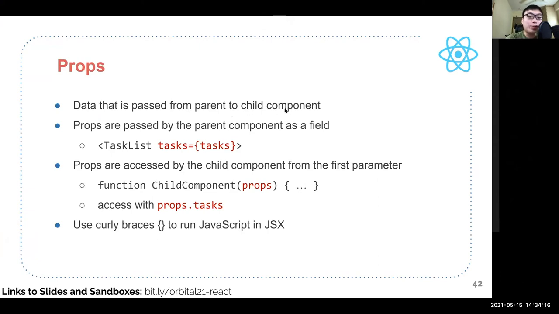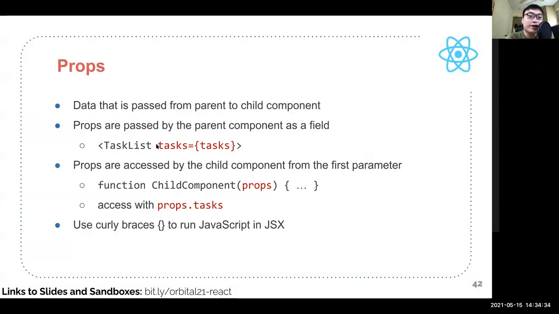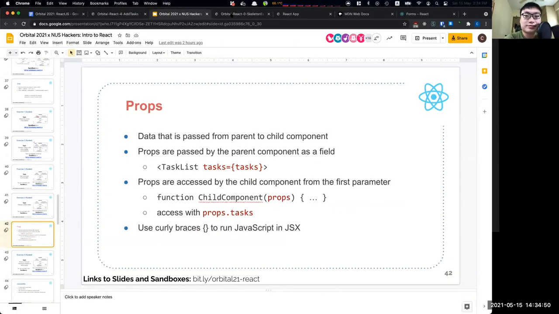Basically, we are trying to pass data from the parent to the child component. In this case, the parent component is task manager, the child component is task list. You can pass a prop by just passing it as a field, and you can access the props by accessing the first parameter of your function. Suppose over here I pass in a prop called task. Then for me to read it in my child component, I just need to read my first parameter and access it with props.task. Which is what I'm going to demonstrate.